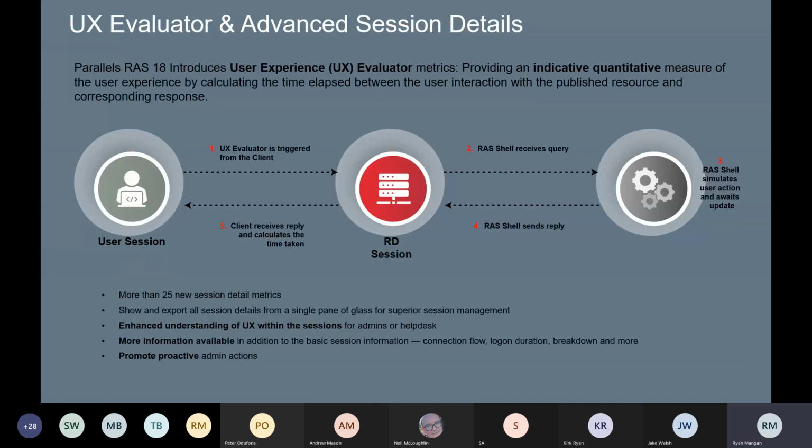And then we've got the UX and the advanced session details. So these are the 5 steps really. Number 1, the UX evaluator is triggered from the client. The RAS shell receives the query, and then the RAS shell simulates the user action and waits for an update. And then the RAS shell sends a reply back to the client and receives and calculates the time it's taken.